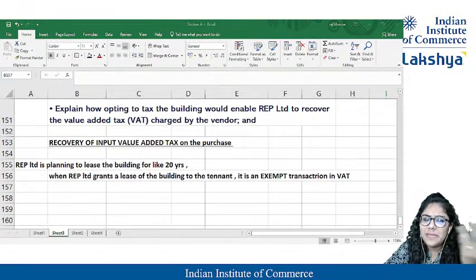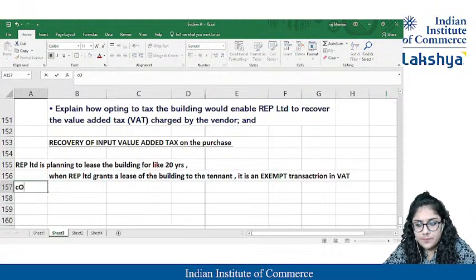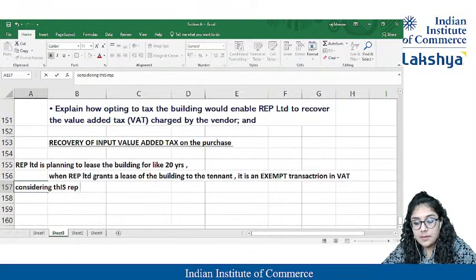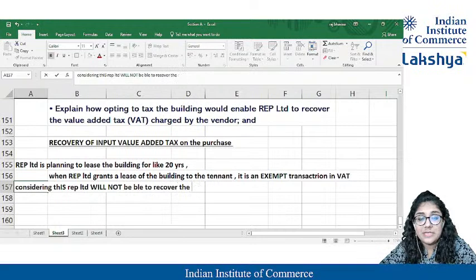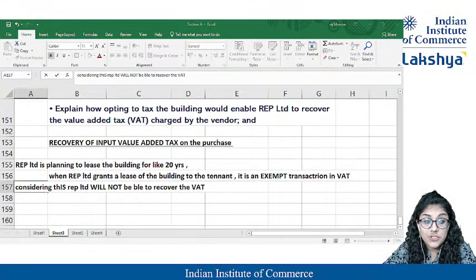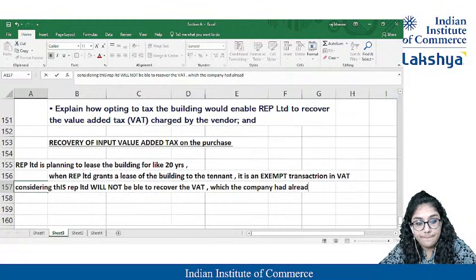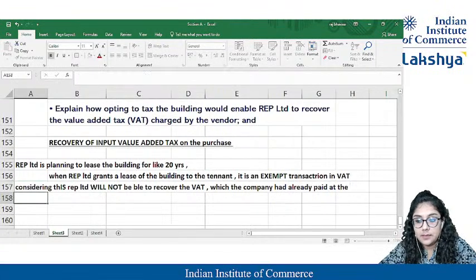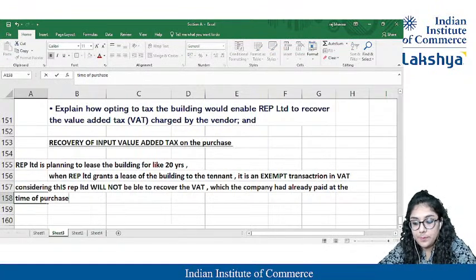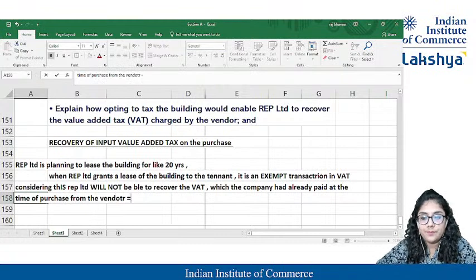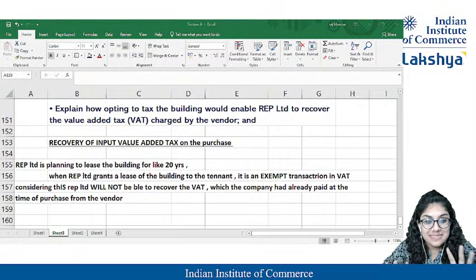Considering this, REP Limited will not be able to recover the VAT, isn't it? Considering this, REP Limited will not be able to recover the VAT which it has paid at the time of purchase, because it wanted to purchase that building. Correct, which the company had already paid at the time of purchase from the vendor. Everybody understanding this?